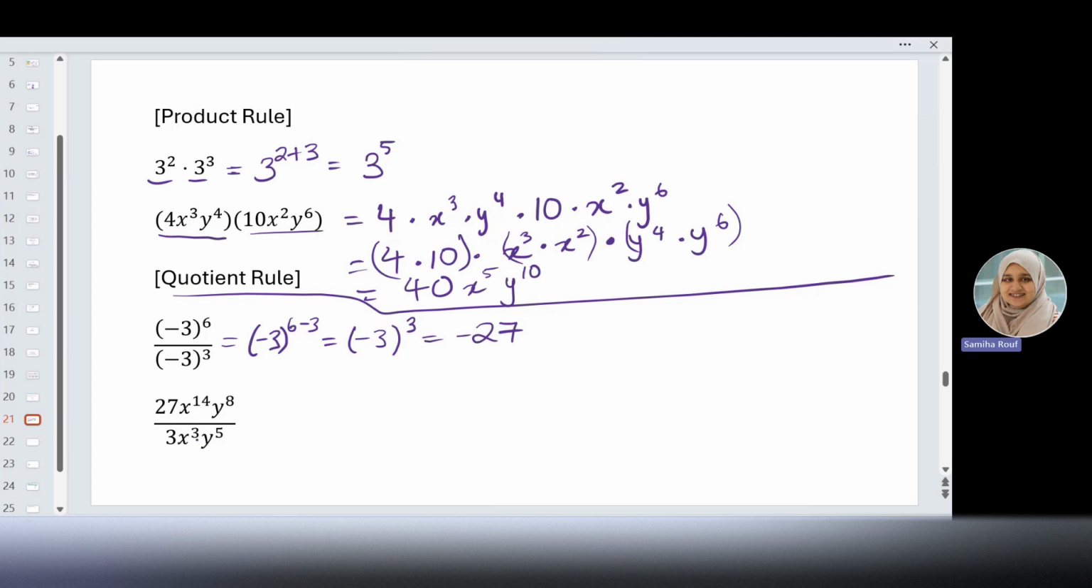Okay, now what if we have something a bit more complex? I would recommend in this case, write them out as multiple fractions. Notice because everything in the numerator and everything in the denominator is being multiplied, you can split this into 3 fractions.